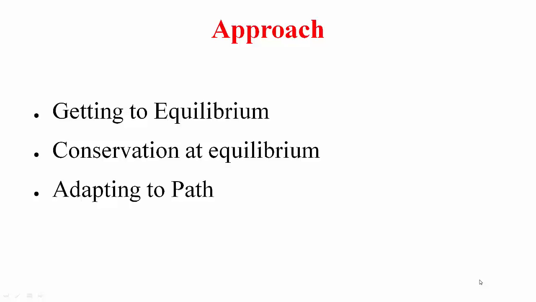I also mentioned the 3 steps to take. One is getting to equilibrium. This is filling up the pipe. The other is conservation at equilibrium. That is ensuring that you don't put a new packet until the old packet is removed. The other is adapting to the path. That is keeping track of the changes in the capacity of the pipe. So we will address each in turn in this video.